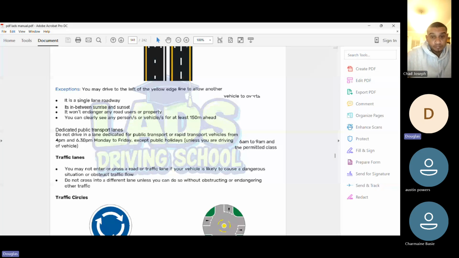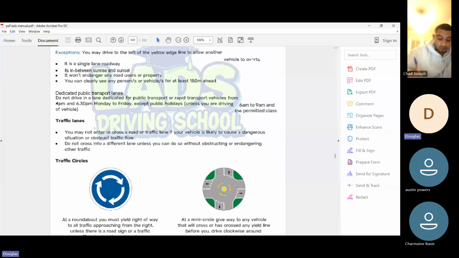Okay, traffic lanes. They're saying that on traffic lanes, you may not enter or cross a road or traffic lane if your vehicle is likely to cause a dangerous situation or obstruct traffic flow. If you know that your vehicle has issues, don't enter lanes like that, because you know that you're going to cause problems on that lane, and it's going to cause a vehicle pile up or it's going to cause vehicles to slow down.